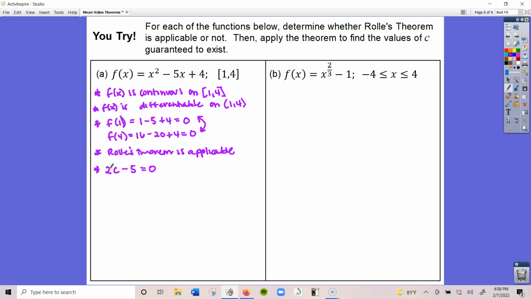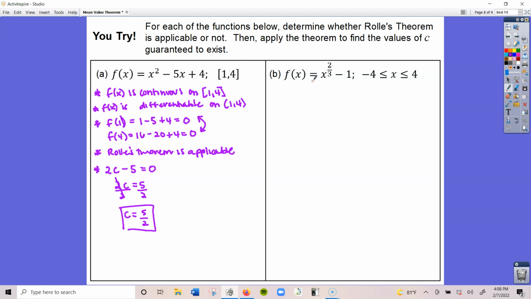To solve for c, I don't have to factor anything here because this is linear, so I'm going to add the 5. So 2c equals 5, and divide by 2. So c is equal to 5 over 2, which is going to be my answer, but I always like to verify and make sure that it is within my interval. 5 divided by 2 is 2.5, which is within here.